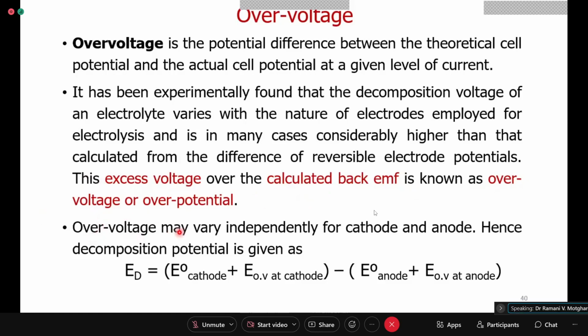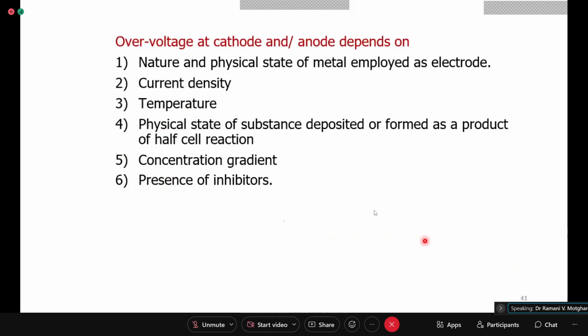Over voltage may vary independently for cathode and anode. Hence the decomposition potential is given as ED equals E naught cathode plus over voltage at cathode, minus E naught anode plus over voltage at anode. Over voltage at cathode and anode depends on the nature and physical state of the metal employed as electrode, current density, temperature, physical state of the substance deposited or formed as a product of the half cell reaction, concentration gradient, and the presence of inhibitors.